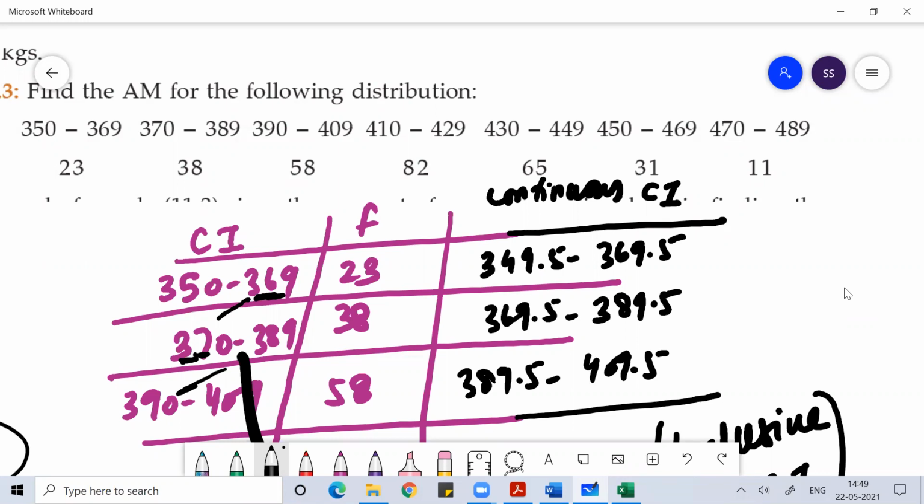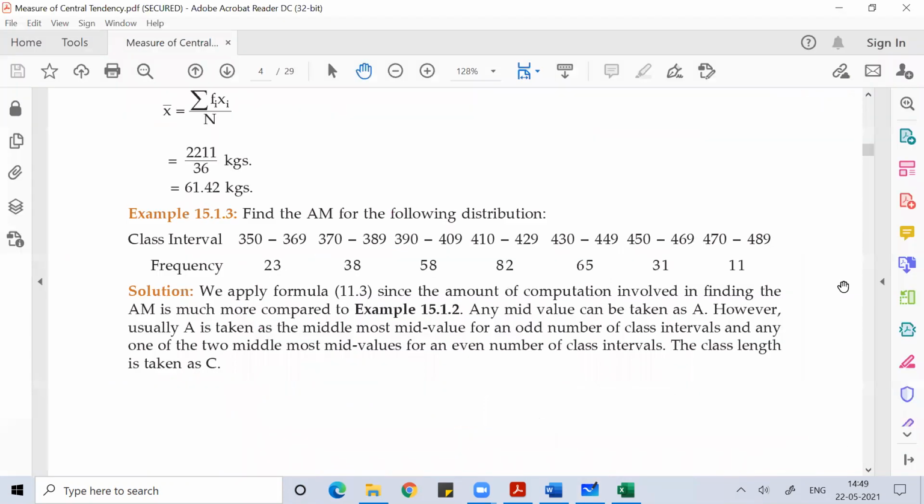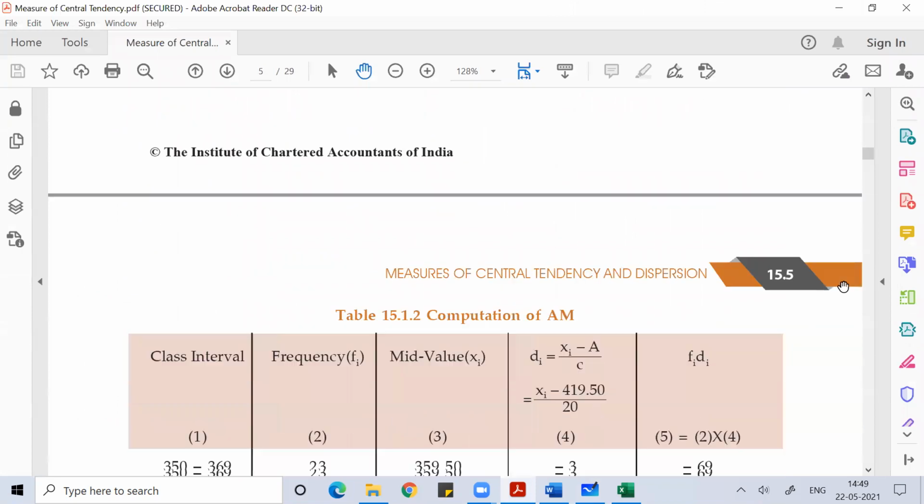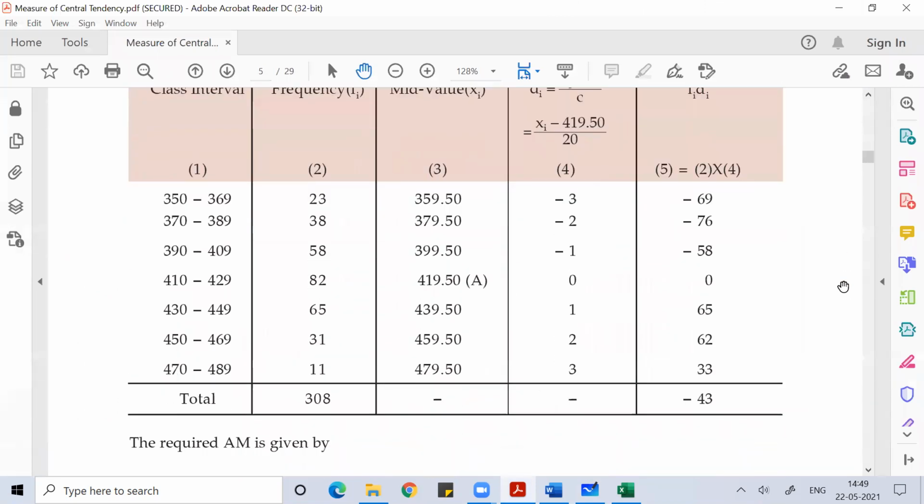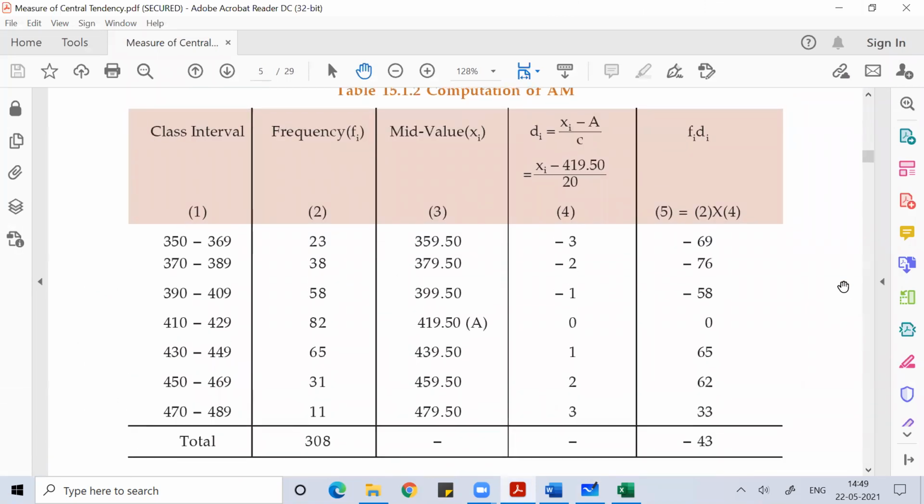So once you make this class interval continuous, then you can find class mark or any other variable depending upon what you are calculating. Although if you will not convert them, if you see here in this question, the examiner or the concerned person who wrote this book has not converted this class interval into continuous.